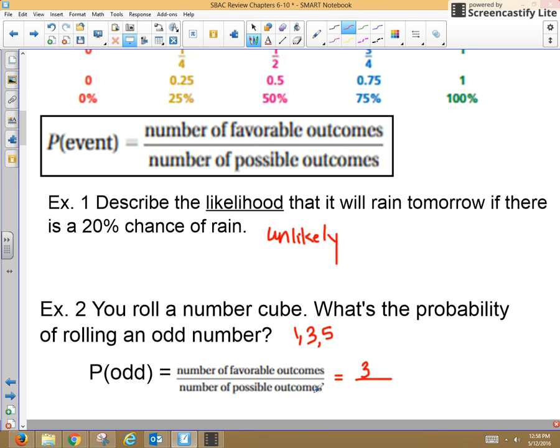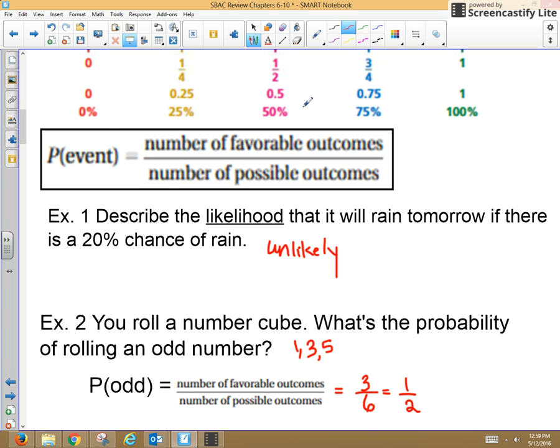1, 2, 3. Now the total number of possible outcomes on a number cube is 6 because it's numbers 1 through 6. Now in probability, please do not forget to reduce your fractions and put them in simplest terms. So the probability of getting an odd is 1/2. This is equally likely to happen or not happen. It's a 50% chance.